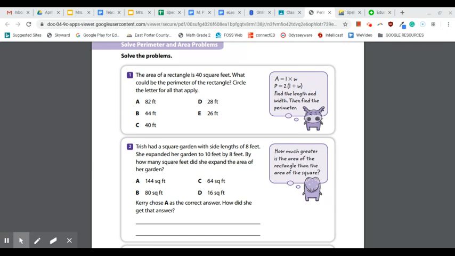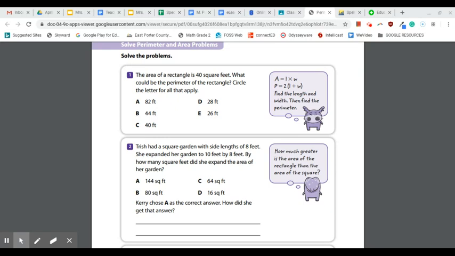Let's start with these two. If the area was 4 by 10, and we're trying to find the perimeter, we need another 10 and another 4, and let's add those up. 10 plus 4 plus 10 plus 4 equals 28. Okay, now if it was 8 by 5, we need another 8 and a 5, and we can add those up. 8 plus 8 is 16, 5 plus 5 is 10, that equals 26.